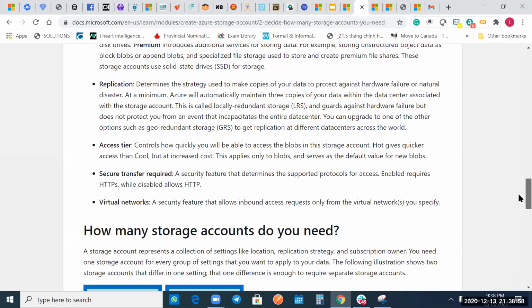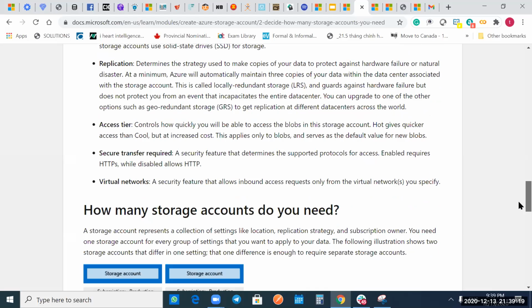So here you have access, where you can control the access of the blob storage. There is also different access for cool, hot, and cold tiers, which we talked about last time. And these are secure transfer and virtual network, which is for setting up your account and different rules to access your account.